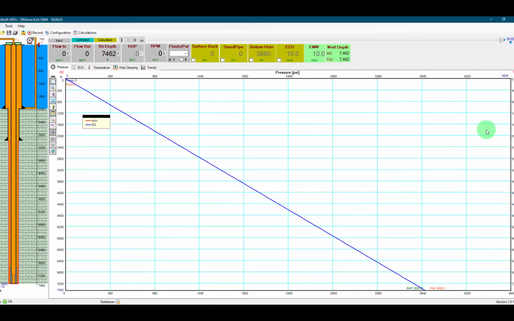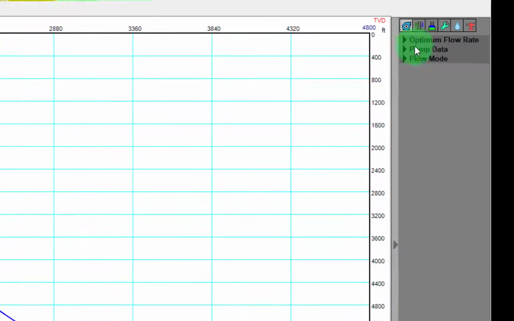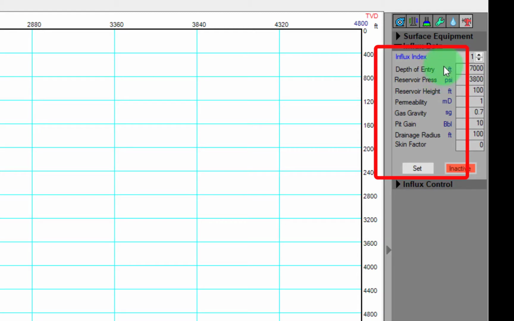To begin the IME process, we'll go to the sidebar, to the surface equipment, the well control tab, and go to influx data. Under influx data, we see the depth of entry for the kick, the reservoir pressure, the reservoir height, the permeability, gas gravity, pit gain, drainage radius, and skin factor. These are the first parameters we'll need to input.